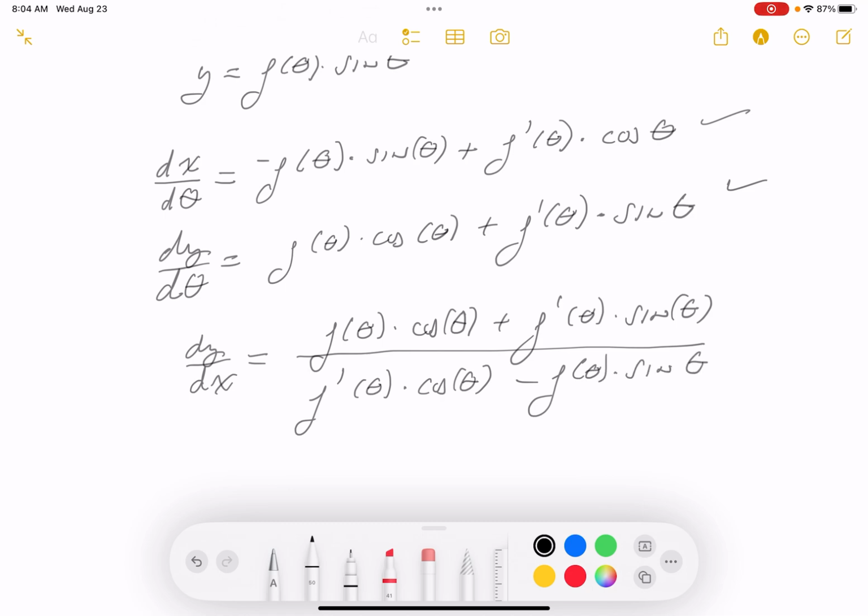All right? So what I'd recommend you do now is look back over the notes and verify this, that dy/dx, this is written in your notes, by the way, is equal to f of theta cosine theta plus f prime of theta sine theta, divided by f prime of theta times cosine of theta minus f of theta sine theta. It looks good, all right?